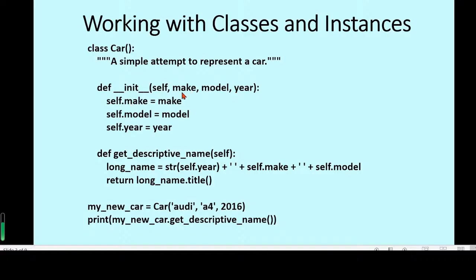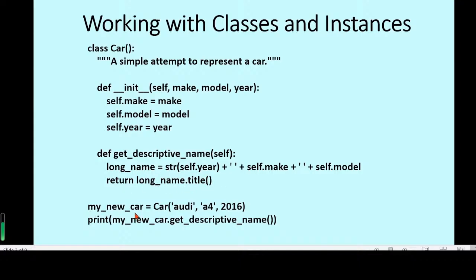With this information, when we make an instance of this car, we will input this information. Then for this initial method, we'll pass these 3 pieces of information to the attributes of this car called make, model, and year. Then a method called getDescriptiveName with the parameter self will create a variable called longName, which concatenates the information of year, make, and model together. Then we'll return these names in title form.